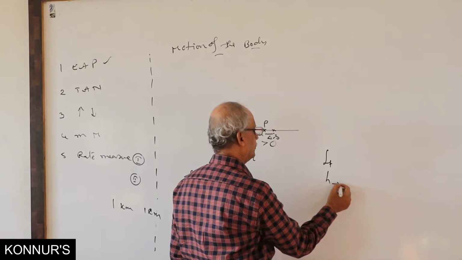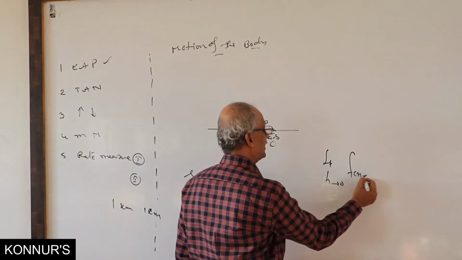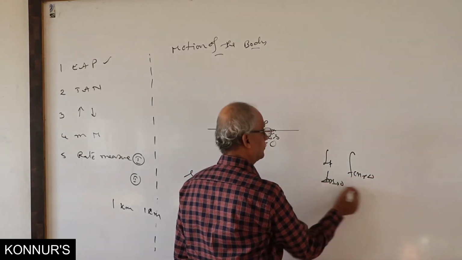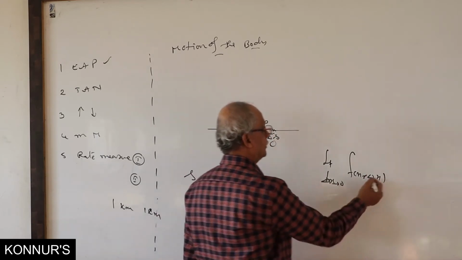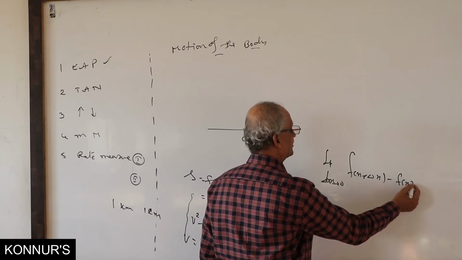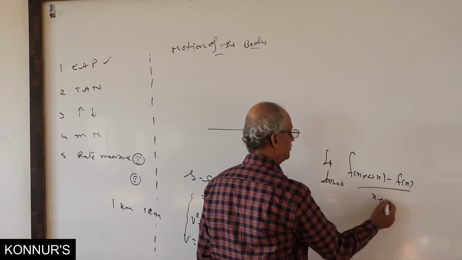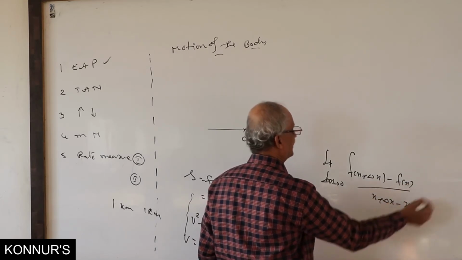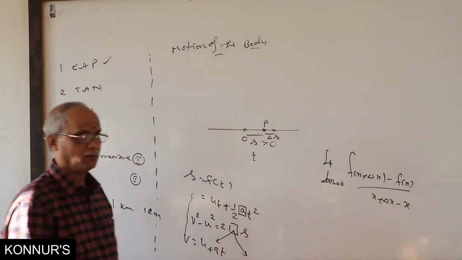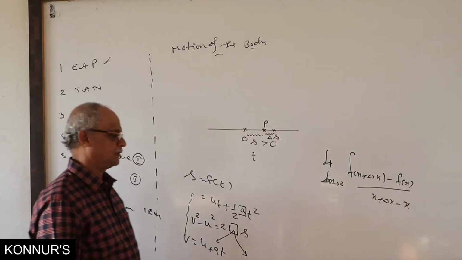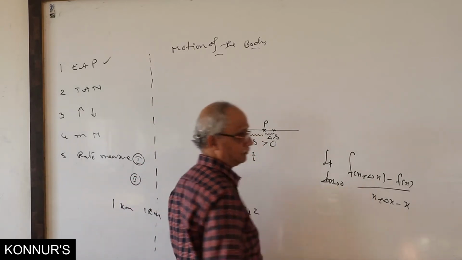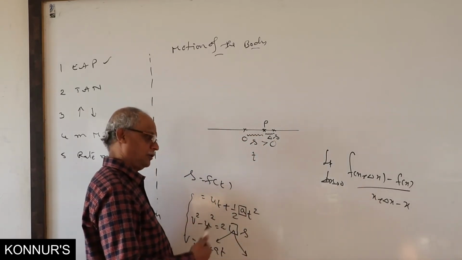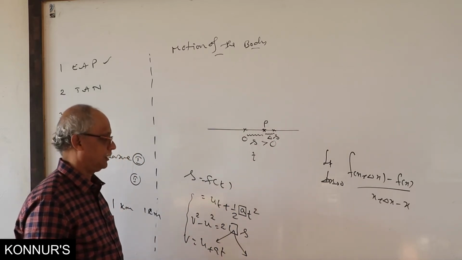As h tends to 0, f of x plus delta x tends to 0. Instead of delta x, we also write h. f of x plus delta x minus f of x, divided by x plus delta x minus x. This is the derivative by first principle. How have we got here? What is this delta x? It is very negligible, almost the smallest, but not 0.